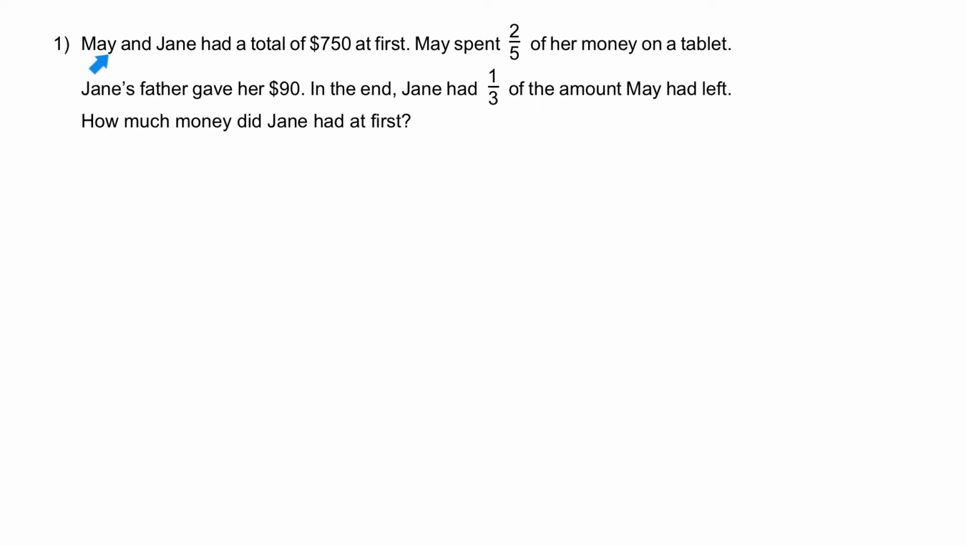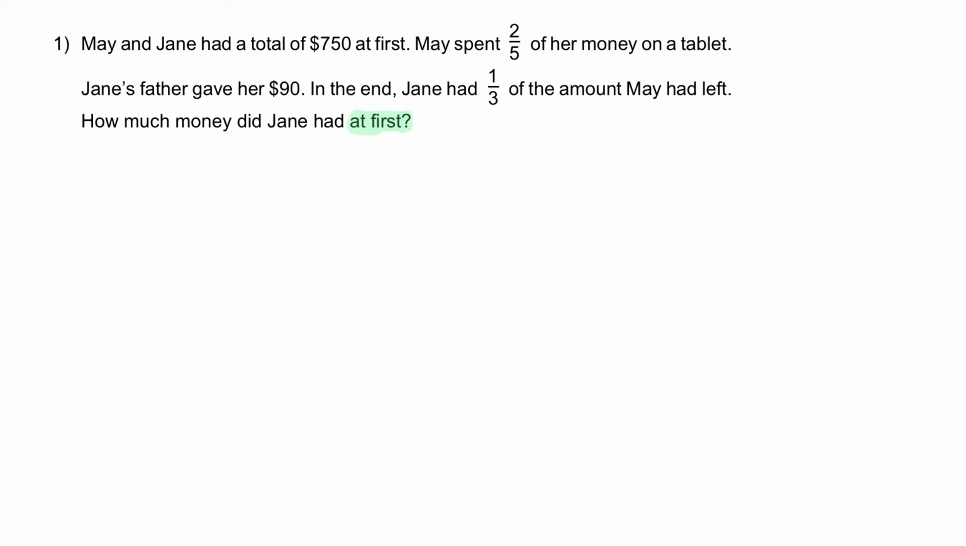Question 1. May and Jane had a total of $750 at first. May spent 2/5 of her money on a tablet. Jane's father gave her $90. In the end, Jane had 1/3 of the amount May had left. How much money did Jane have at first? Therefore, the keywords are "at first." Let me highlight it instead. At first.